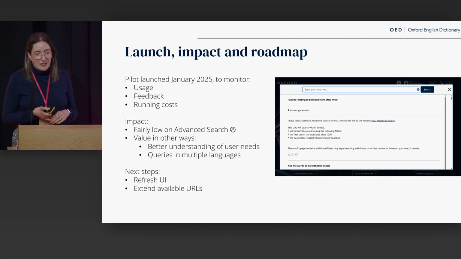So despite having a lower impact on our advanced search usage than we were hoping, we concluded that the assistant was still worth keeping as a platform feature and to continue to develop it to try and increase usage further, especially as the running costs are pretty low for us. So we're now making plans to refresh the UI of the tool so that it is easier to understand its purpose and to expand the capabilities of the tool so that it can return a greater variety of URLs, for example, to specific anchor points within entries or to use OED's historical thesaurus.